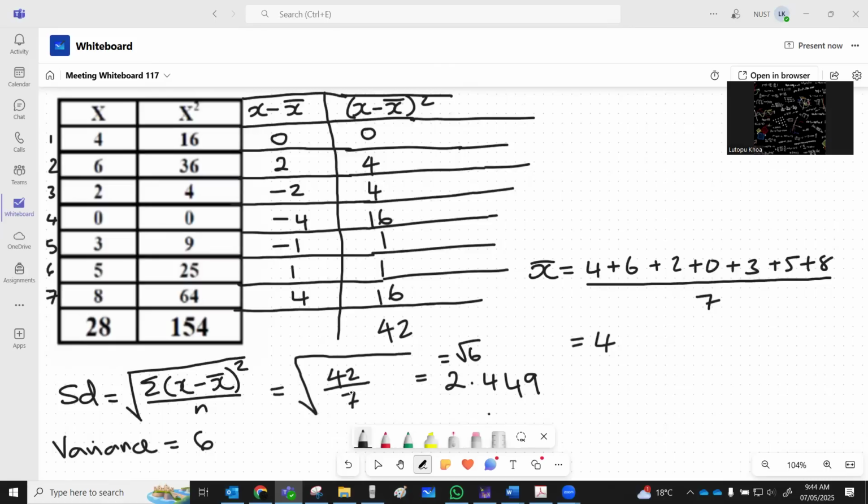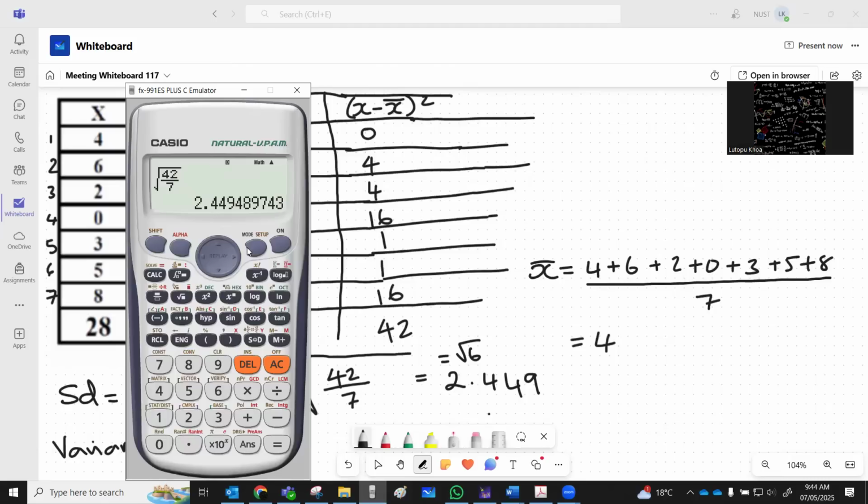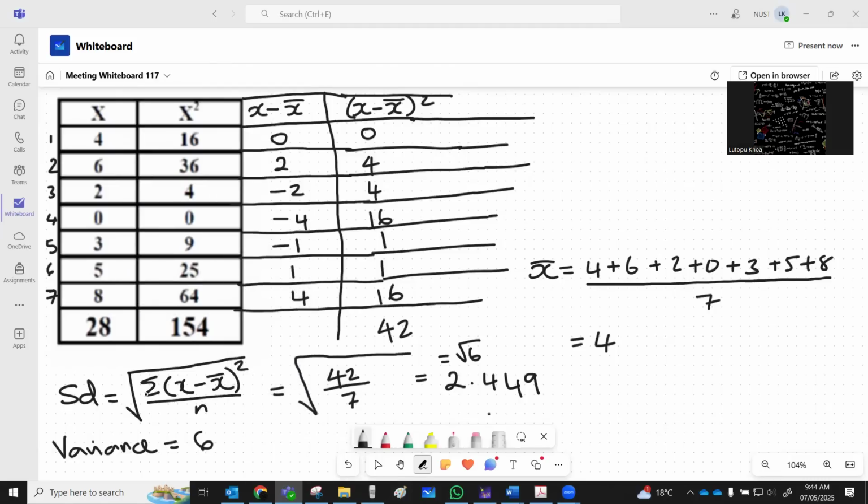When I square this, I am going to get 6. So you can try that on your calculator. Square this. The answer is just equal to 6. So your variance is just the standard deviation squared. So this is our first formula.